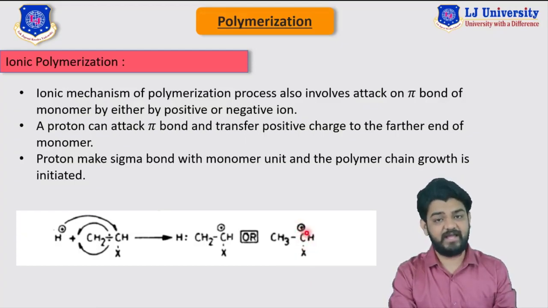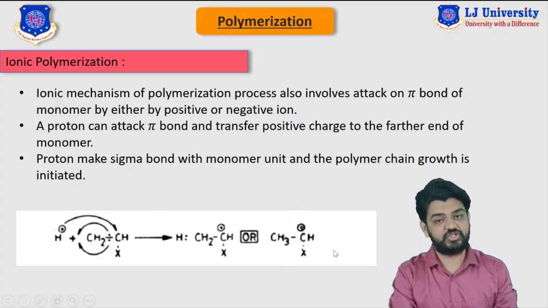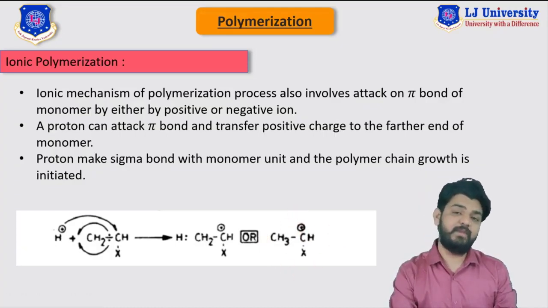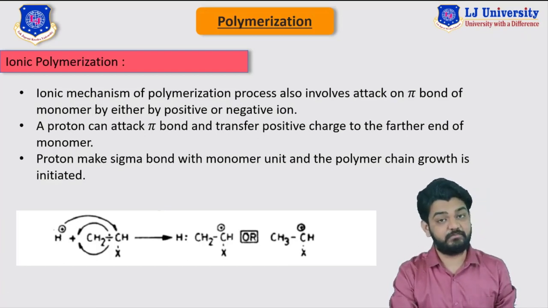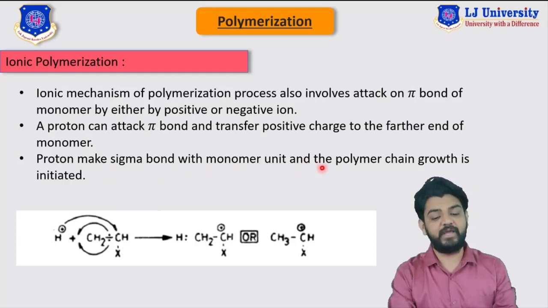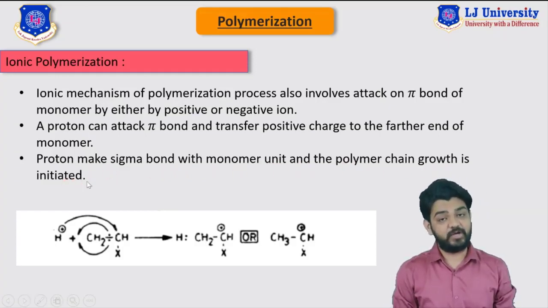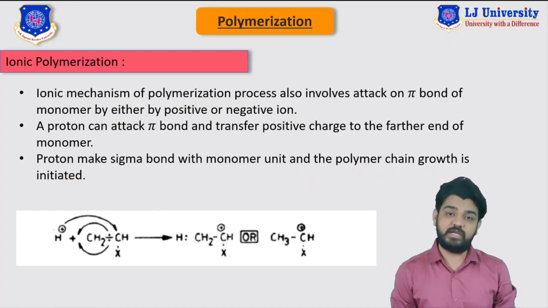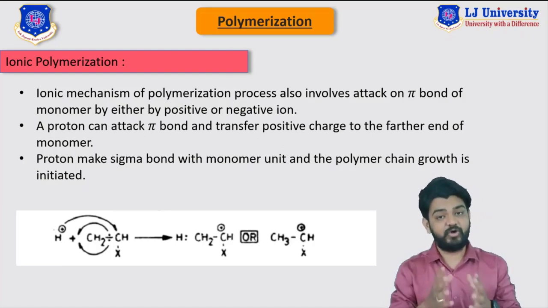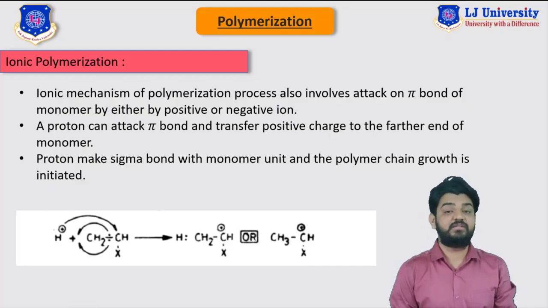This particular ion shows that now this monomer can undergo a polymerization process. So this is what we mean by the ionic polymerization process. You can see that this proton makes a sigma bond with the monomeric unit and polymer chain growth is initiated. Again, in this polymerization we will also have three different steps: one is initiation, then propagation, and lastly termination. We will understand all these three steps in sequence in upcoming videos.